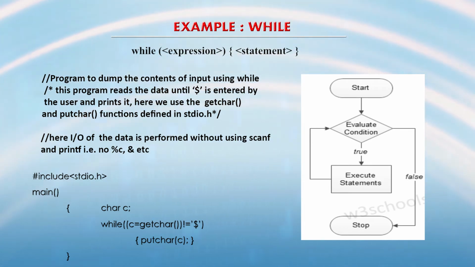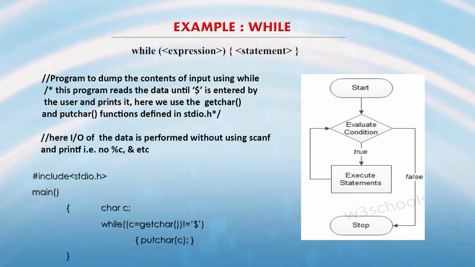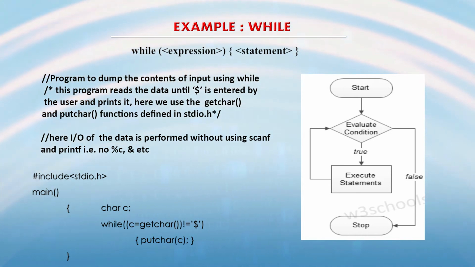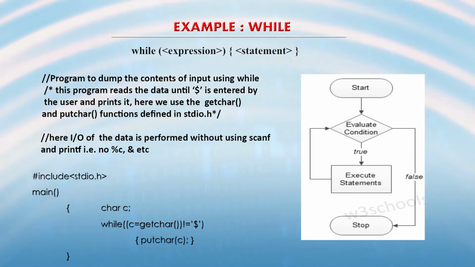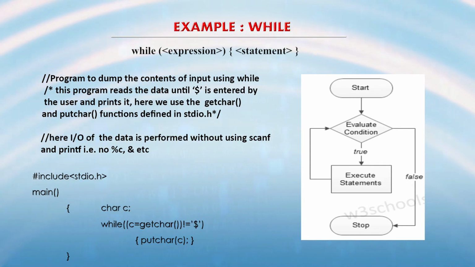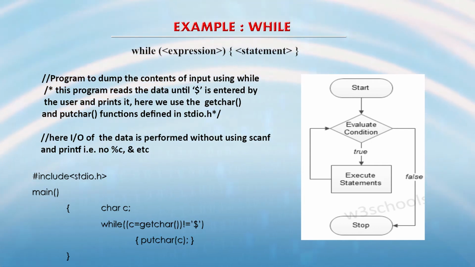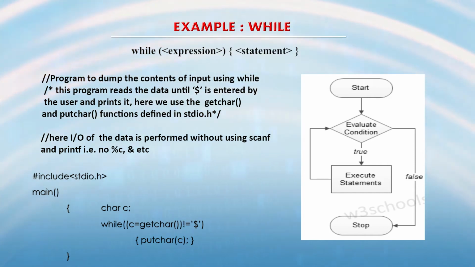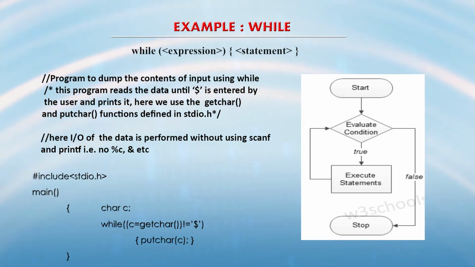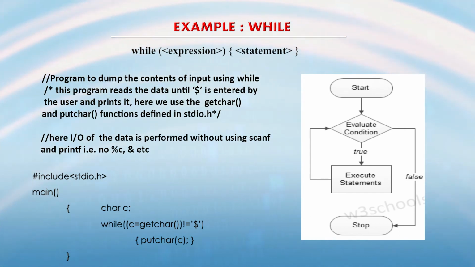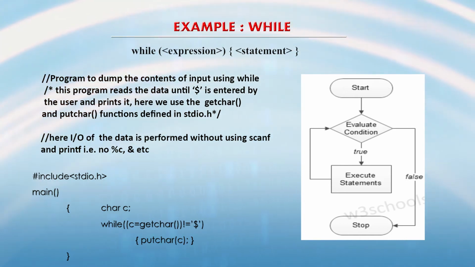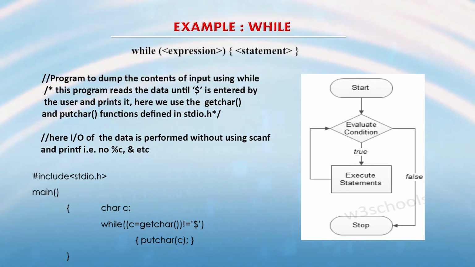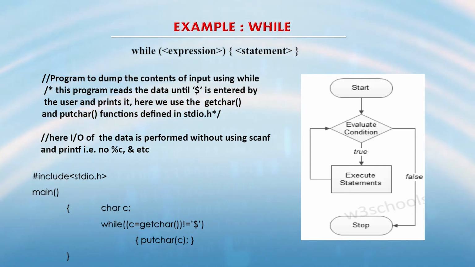So while c is equal to getchar not equal to $, the user is continuously entering text. The compiler is continuously checking whether the character entered by the user is $ or not. If it is not a $, the program puts those characters onto the screen by using the function putchar. The moment the user wants to terminate the execution of the program, they simply enter $, and when c is equated to $, it comes out of the loop.